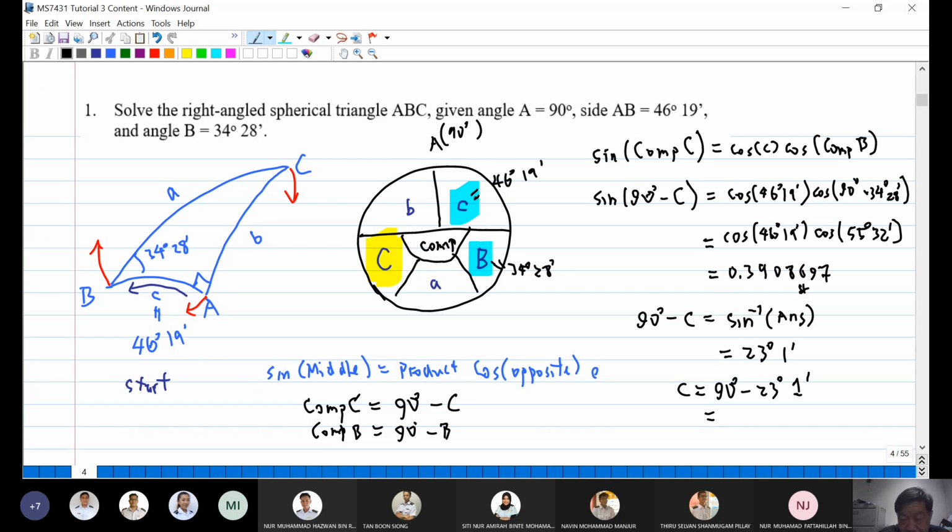So you get 66 degree, 59 minute. So this is the angle C now. Okay, capital C. Make sure that you can see that capital C here. So this is how you find angle C. A bit of things I want to talk about the shortcut. I haven't talked about the shortcut first, but this is how you find angle C first.